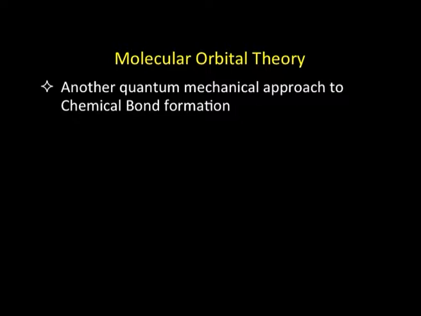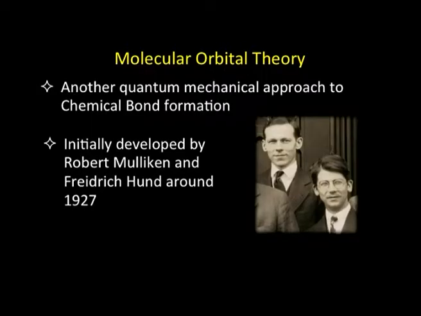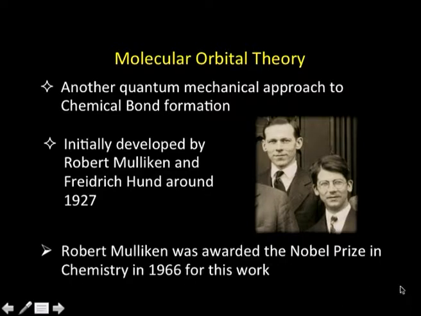Valence bond theory based its approach on the quantum mechanical behavior of atoms, that is, we talked about the concept of orbitals and things like that. The same thing holds over here also. We will talk more about it as we proceed. Now, this theory was proposed by Robert Mulliken and Friedrich Hund in around 1927, and for this work Mulliken was awarded the Nobel Prize in 1966.